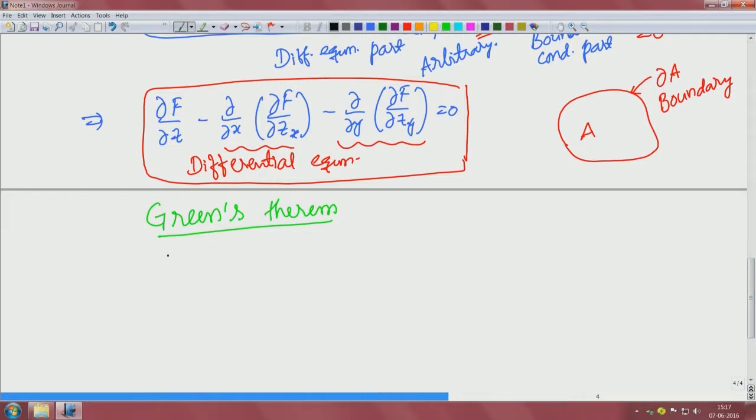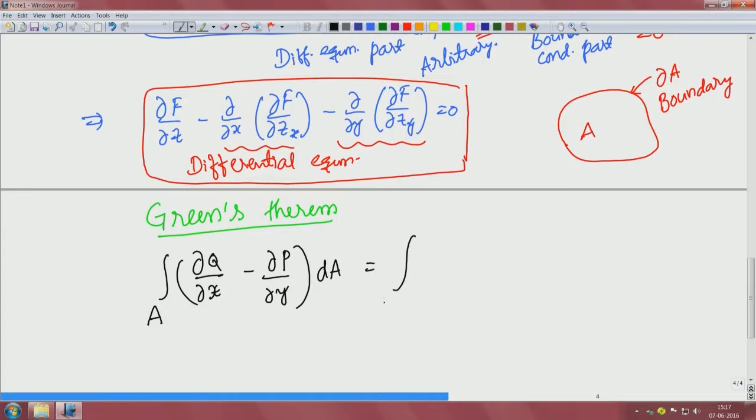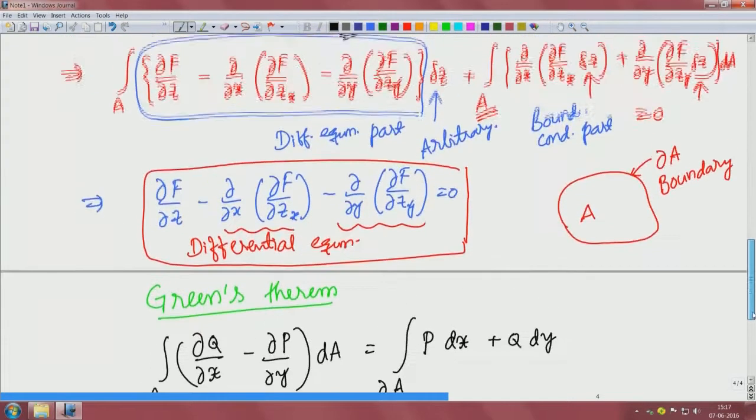What it says is that if I have some area and I have a quantity that looks like this, ∂q/∂x minus ∂p/∂y over the area, this theorem says that is equivalent to doing over the boundary p dx plus q dy. That is what this says. Now, let us look at what we have.